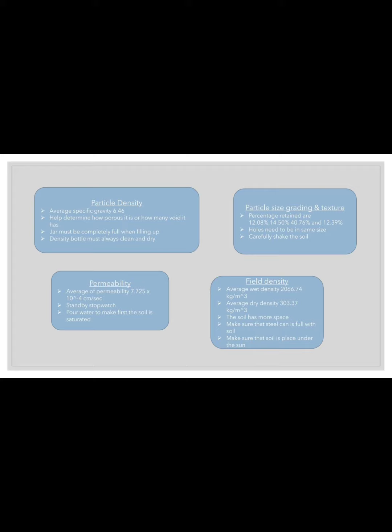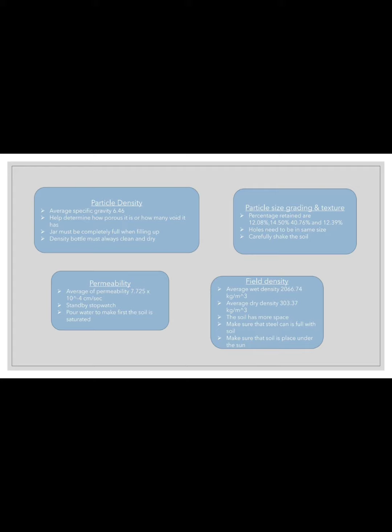Besides, for the field density test, the average wet density is 2066.74 kg per meter cubed. So we got the average dry density of 303.37 kilograms per meter cubed. In the experiment we also need the soil to have more space to make sure that the stick is full of soil, and we also make sure the soil is placed under the sun.